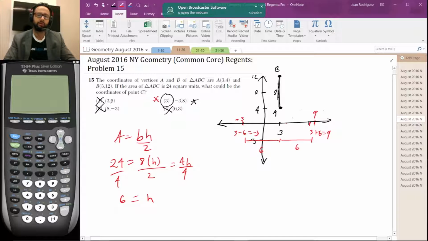The other points have an x-coordinate of 3 or 8 or 6. So that's not the answer, right? Does that make sense? Hopefully it does.